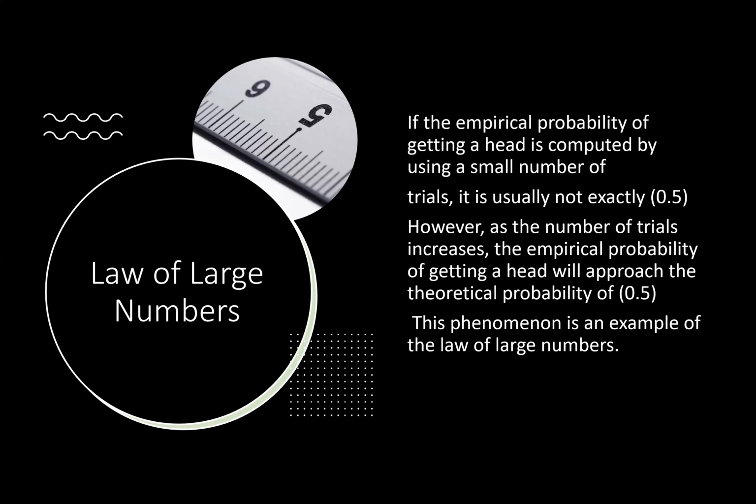Law of large numbers. If the empirical probability of getting a head is computed by using a small number of trials, it is usually not exactly 0.5, or half, 50%. However, as the number of trials increases, the empirical probability of getting a head will approach the theoretical probability of 0.5. This phenomenon is an example of the law of large numbers.